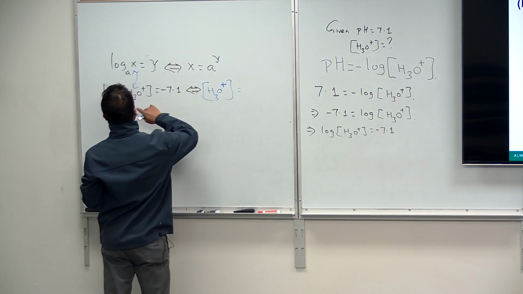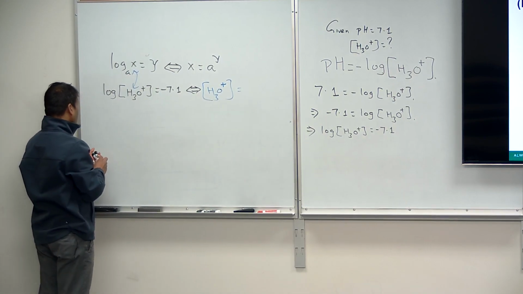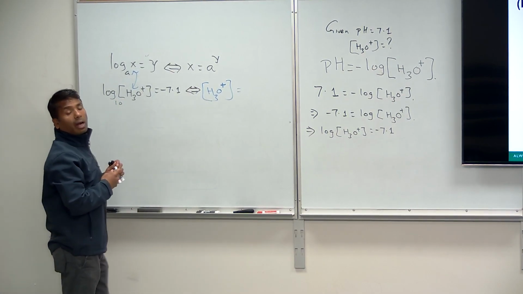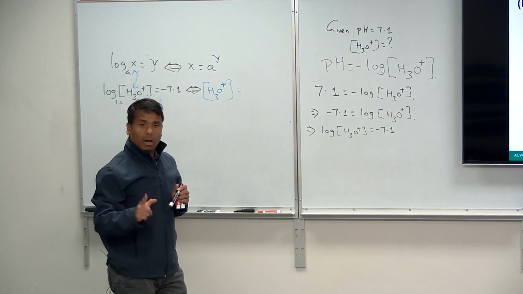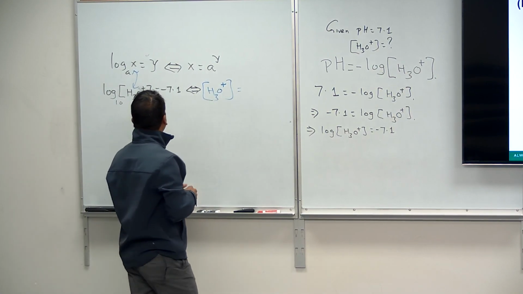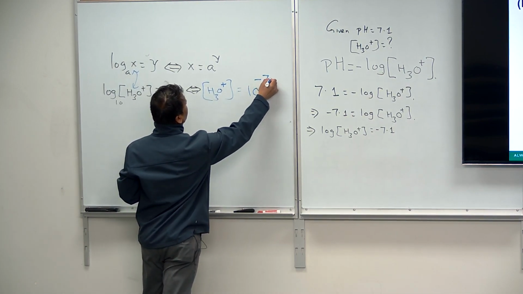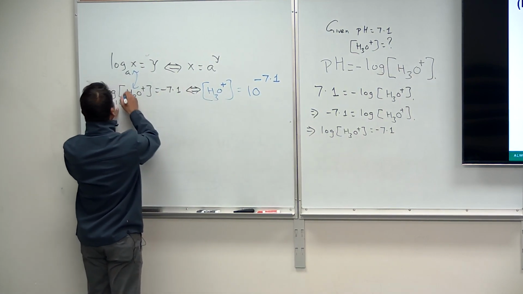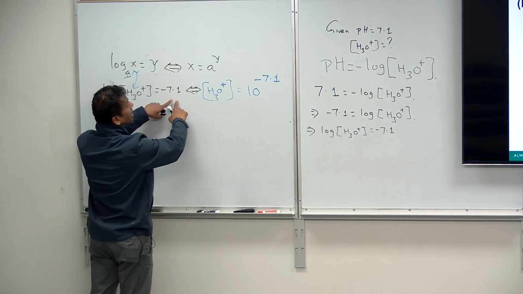And in place of a, now this is the common log, so remember that it has the base 10. Common log has the base 10. Logarithm with base 10 is the common log. Okay? So now H3O plus equal to 10 to the power negative 7.1. Remember that? a is 10, and your y is negative 7.1.